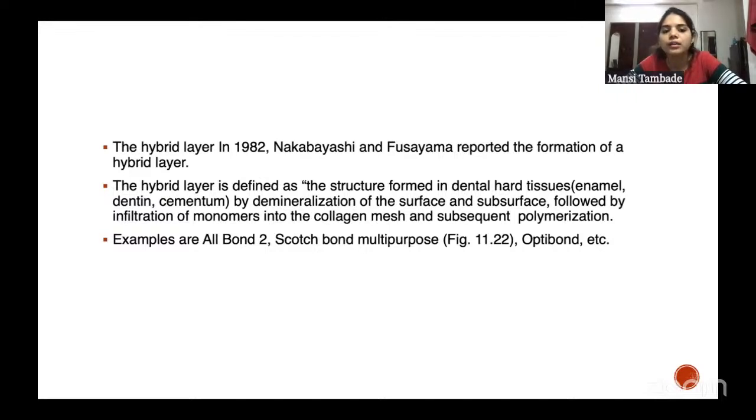The hybrid layer is defined as a structure formed in the dental hard tissues, enamel, dentine, cementum, by demineralization of the surface and subsurface, followed by the infiltration of the monomers into the collagen mesh and subsequent polymerization. Examples are All-Bond 2, Scotchbond Multipurpose, Optibond.